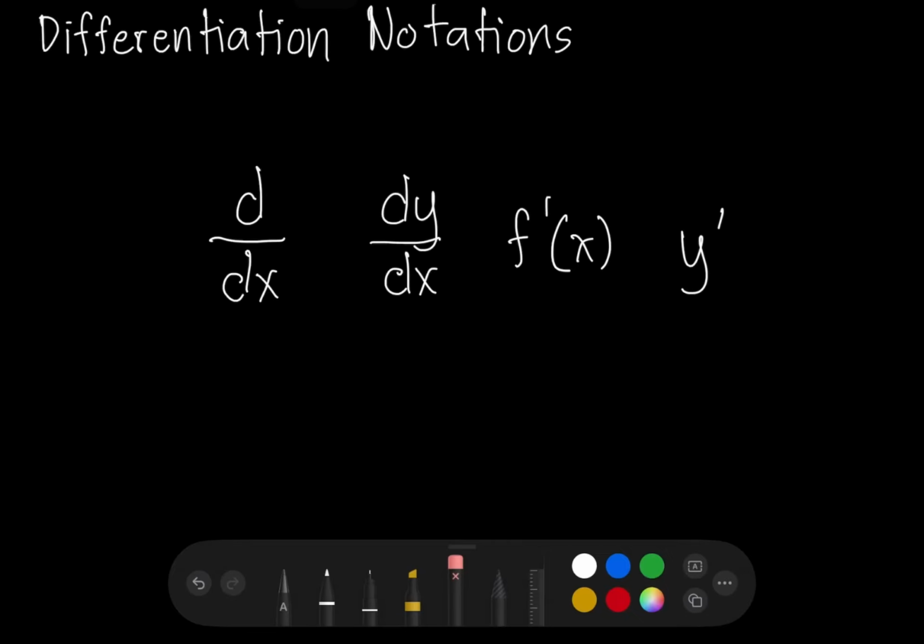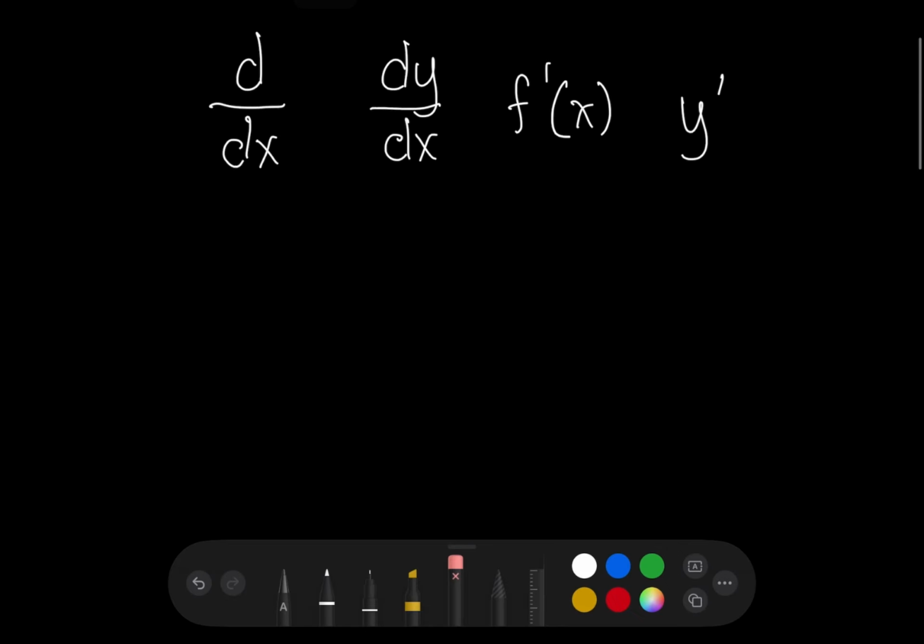Okay, so for today, we will discuss the different rules of differentiation. In here, we have the four different notations, which just means the derivative of a certain function. So d over dx, dy over dx, f prime of x and y prime are just the same thing. It means it is just the derivative of a certain function.